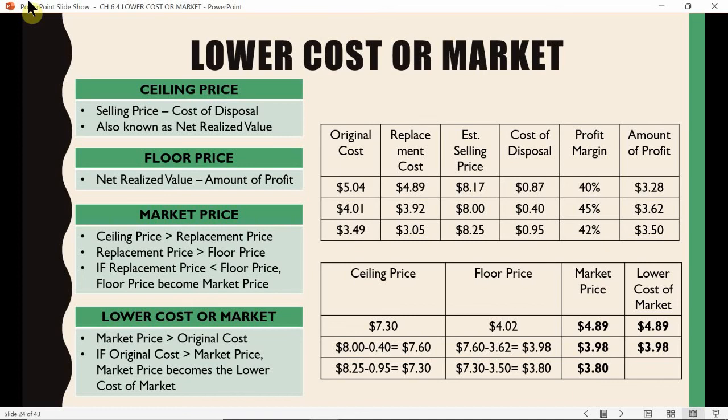So then last but not least, we need to compare which one's lower, original cost or market cost. So my original cost is $3.49 and my market cost is $3.89. Which one's lower? $3.49. Good. Excellent. Any questions? We're going to keep practicing calculating this in our exercises, okay? But for now, any other questions?